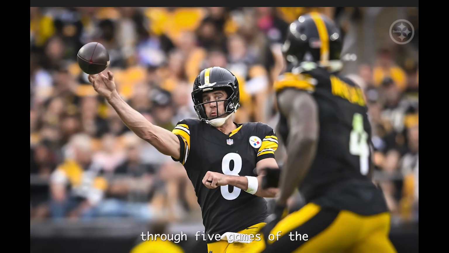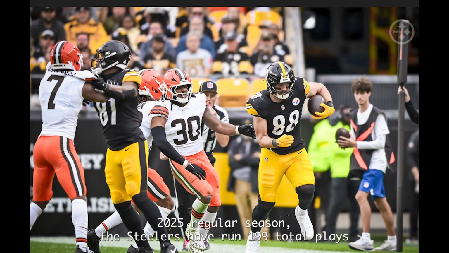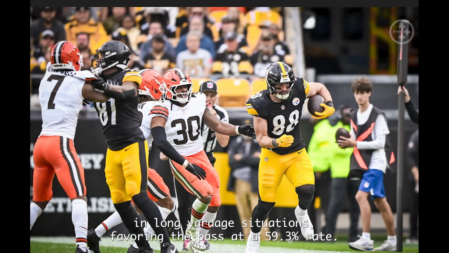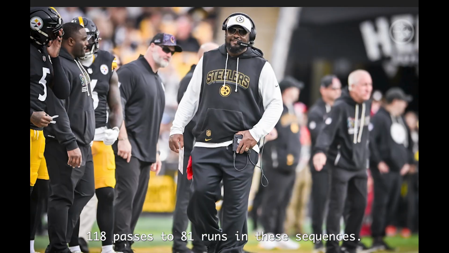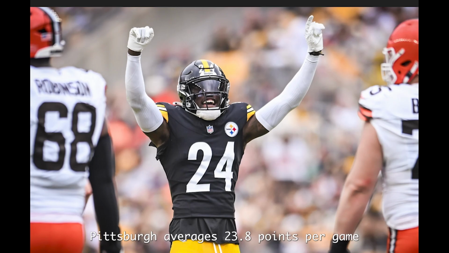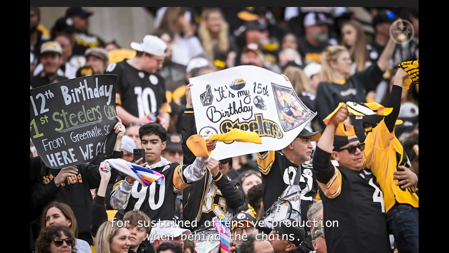Through 5 games of the 2025 regular season, the Steelers have run 199 total plays in long-yardage situations, favoring the pass at a 59.3% rate, 118 passes to 81 runs. In these sequences, Pittsburgh averages 23.8 points per game and 218.2 total yards, placing them in the lower middle range league-wide for sustained offensive production when behind the chains.